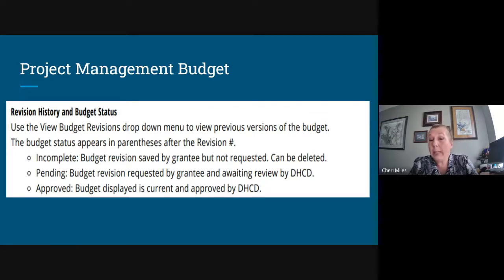Is the budget incomplete, which means you saved it, but you did not submit it, because remember, there's 2 buttons. There's a pending, which means you did save it and submit it, and DHCD is reviewing it. Or there is approved, which means you're good to go and you can start drawing your remittances again. There is a declined. So if for some reason we cannot approve it, you will get a notice that we were unable to approve your request, and you reach out to your CD specialist so that you can amend it.